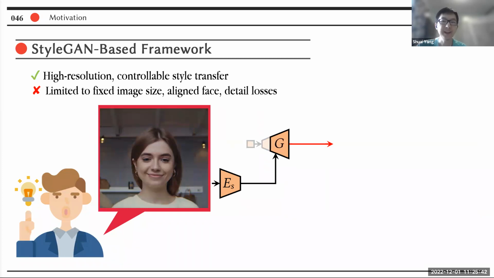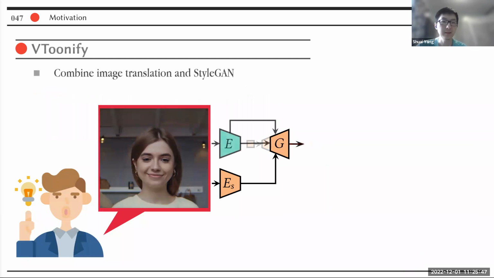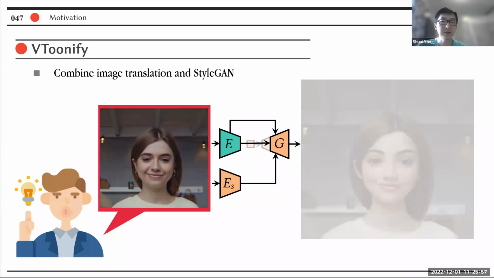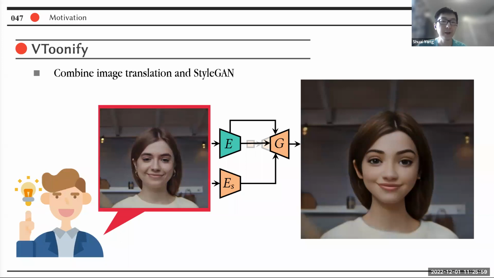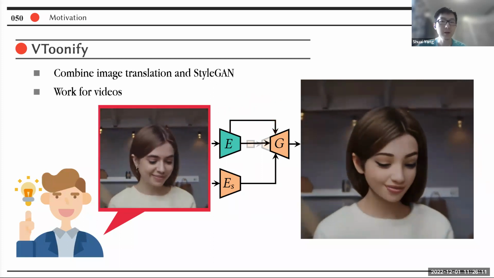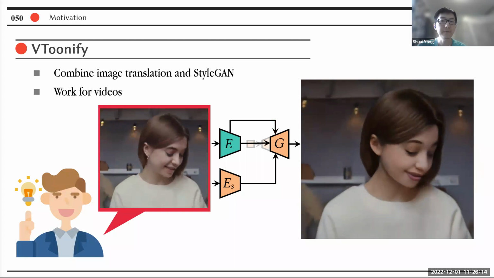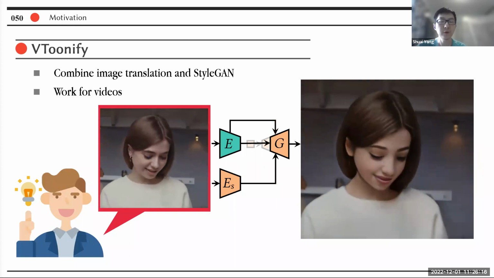In VToonify, our key idea is to remove this fixed input feature and add an encoder for providing features of variable resolution. Thus, we can build a fully convolutional encoder-generator architecture to stylize the full image based on the style conditions and the multi-scale content conditions. By considering the temporal consistency, we can even toonify videos. Thus, we call this framework VToonify.